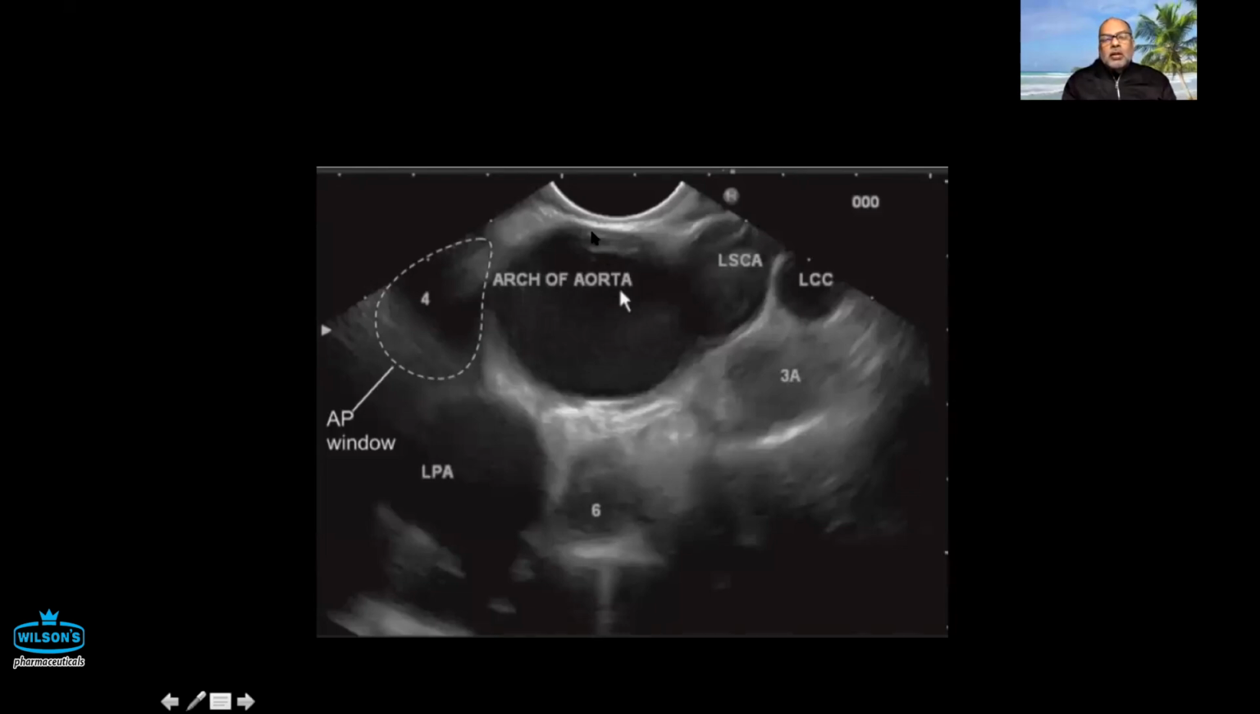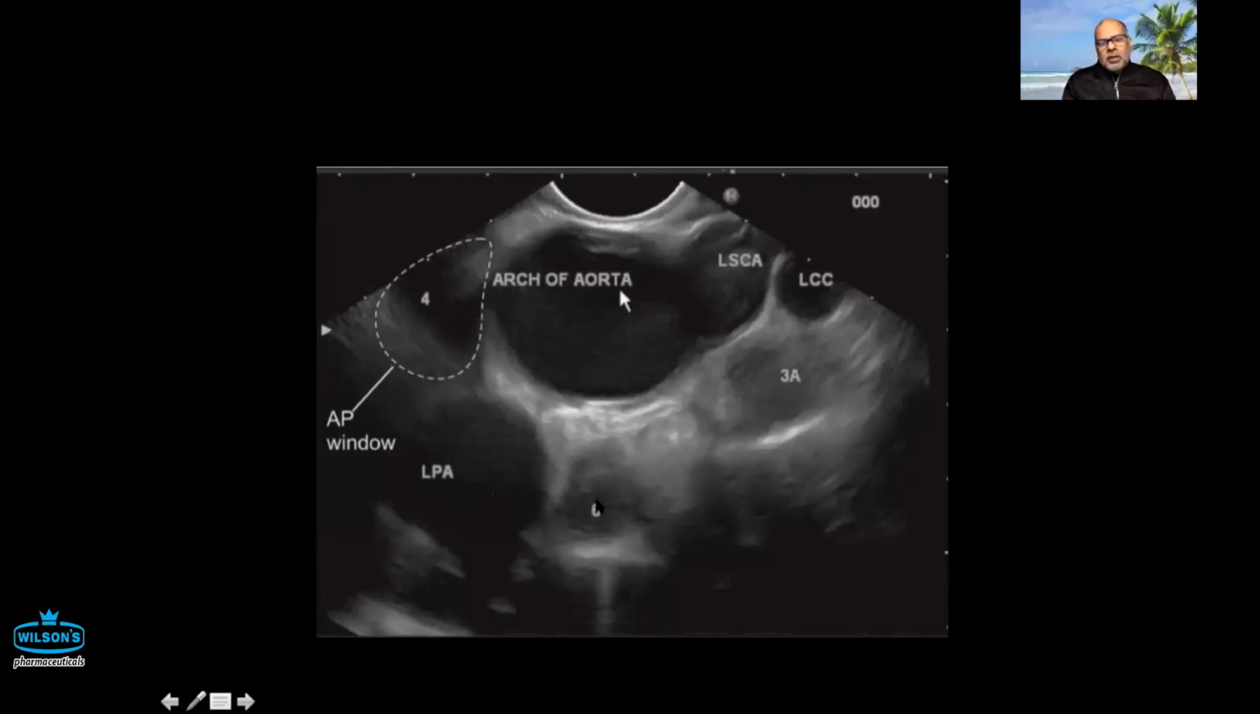Once you look at that, what you need to do is obtain a longitudinal view of the aorta once you have put in the scope, and then just pull it up and rotate it to have this view where you have the arch of aorta around it, you have the left pulmonary artery around it here, and this is the AP window. Actually, the AP window is here, but by convention we call it here.